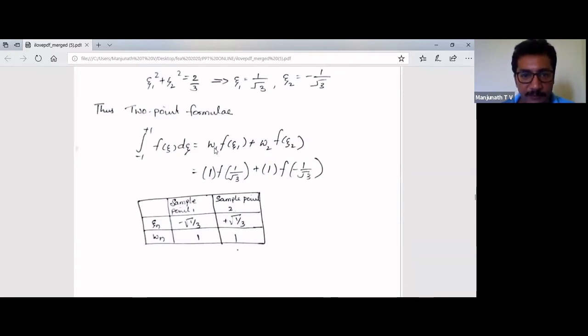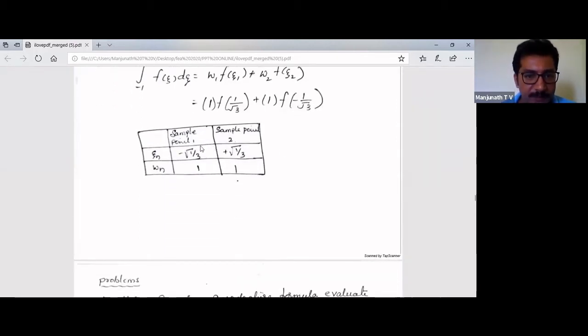Now we have got the values for W1 and W2. Then we substitute W1 as 1 and W2 as 1, and for f of zeta 1 and f of zeta 2, in place of zeta 1 we have 1 by square root of 3, and in place of zeta 2 we have minus 1 by square root of 3. This gives the equation for the Gauss quadrature formula for 2 points. You can also keep this in a table.